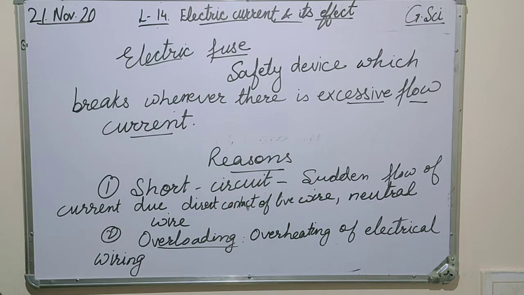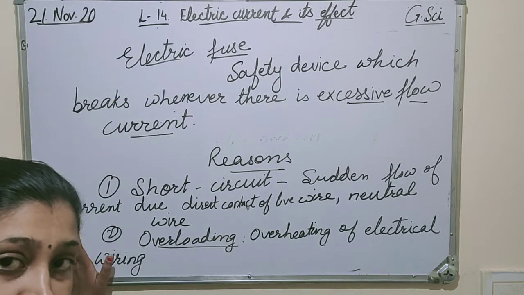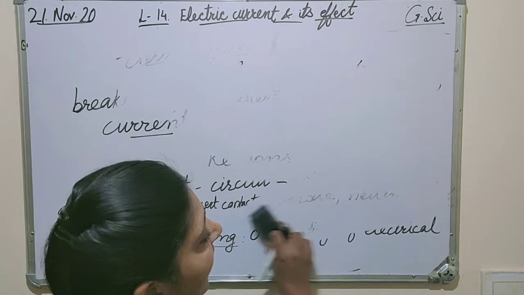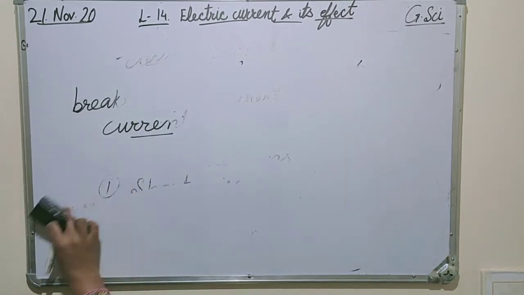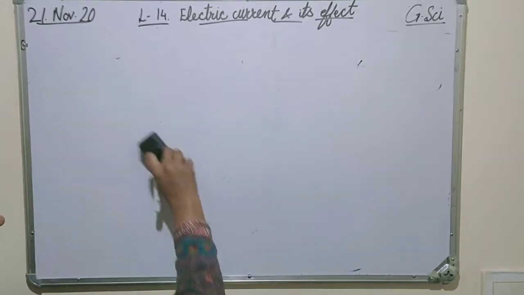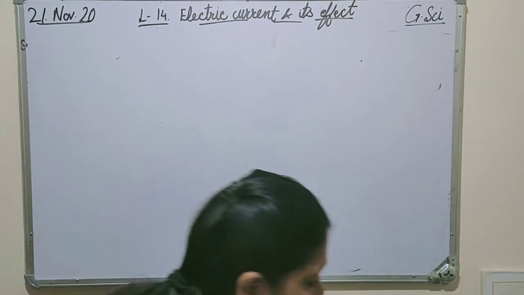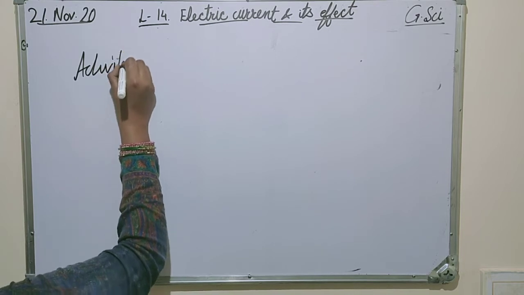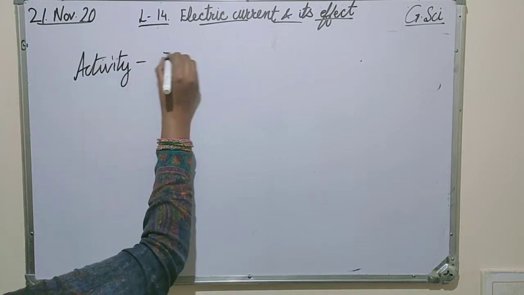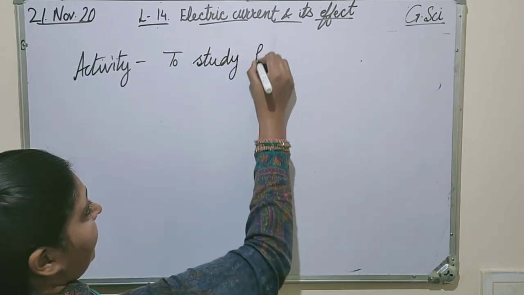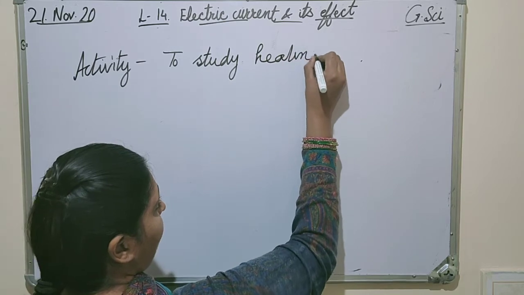Okay children, now we will move to our activity. I hope this chapter will be clear. It ends our chapter. Only one topic, our activity, is left. And what is the activity? Our activity is to study the heating effects of current. Children, you all have to do this activity in your activity file, to study the heating effects of current.